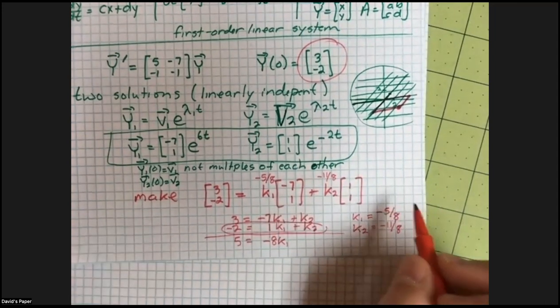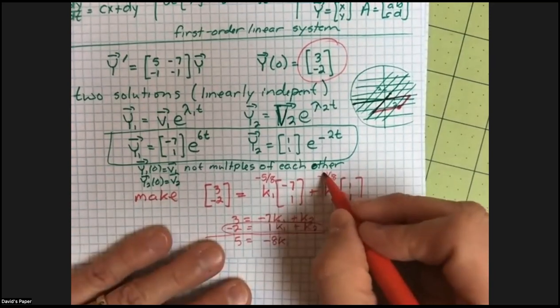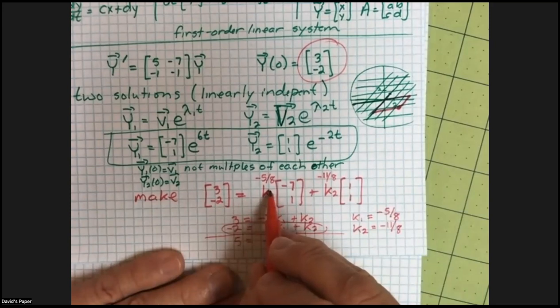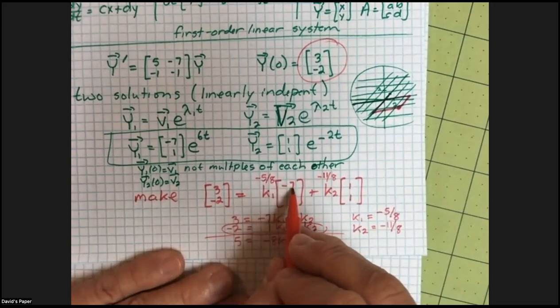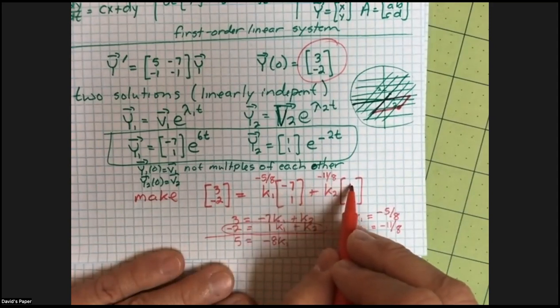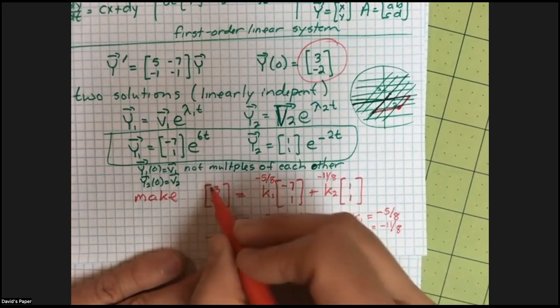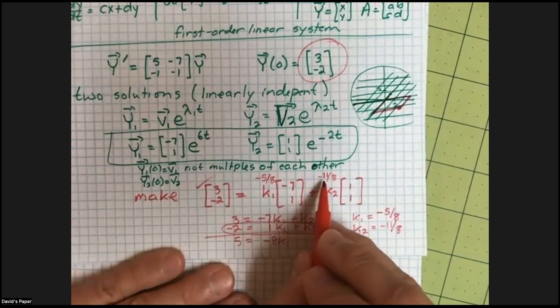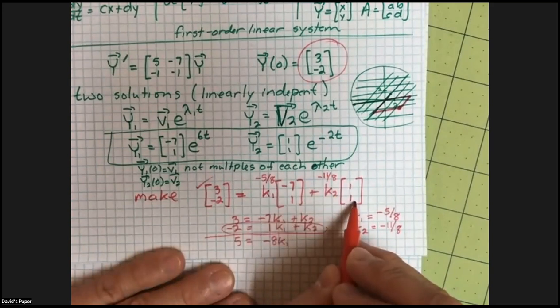And you say, where did you get those numbers? Well, I'm doing algebra, right? And you can check that I'm right or wrong. I better check too. Negative 5/8 times negative 7 is 35/8. 35/8 minus 11/8 is 24/8, which is 3. Check. The second slot, minus 5/8 minus 11/8 is minus 16/8, minus 2. Check.